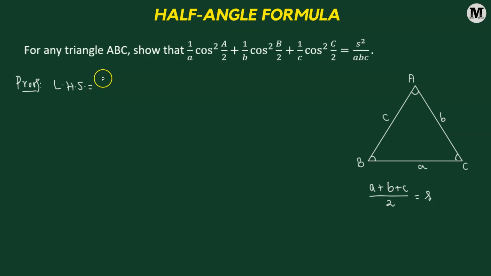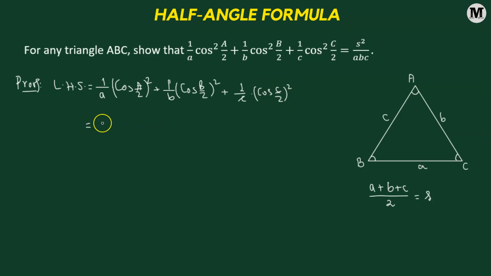So here, the first term is given by 1 over a multiplied by cosine squared A over 2. However, we're going to rewrite cosine squared A over 2 as cosine of A over 2, whole squared. This will become evident in a moment. Next term is 1 over b multiplied by cosine of B over 2 whole squared, added to the third term, which is 1 over c multiplied by cosine of C over 2 whole squared.